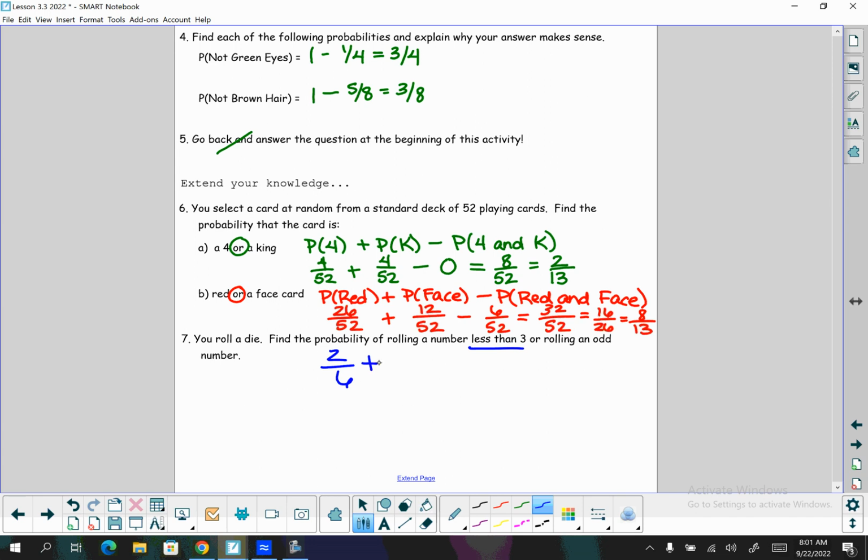How many numbers are less than 3 on a die if I roll a die? Come on. We can do it. 2. Thank you, Nora. Probability of an odd number. How many odd numbers are on a die? 3.